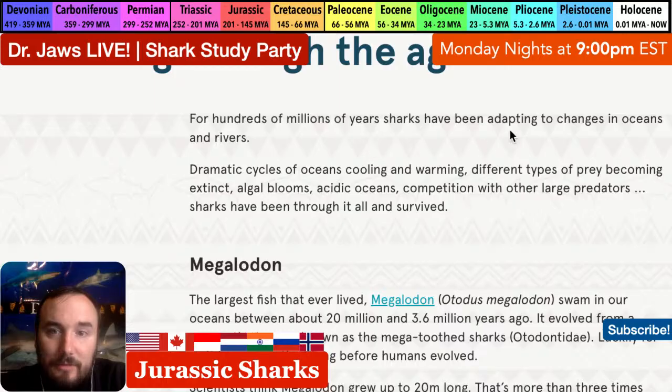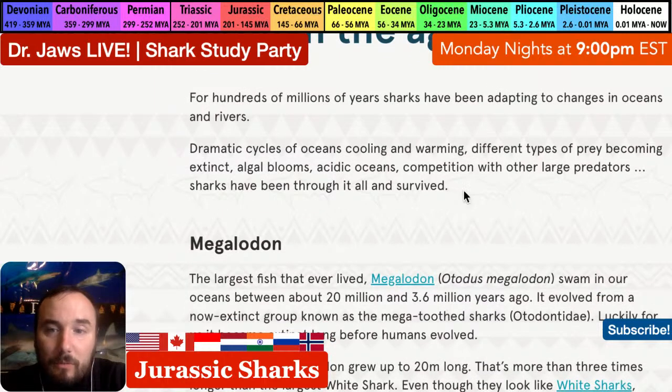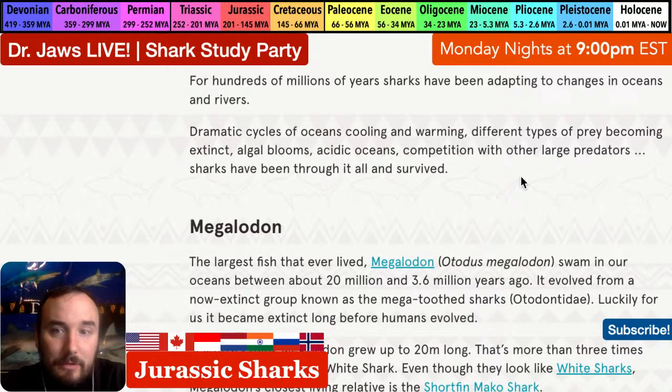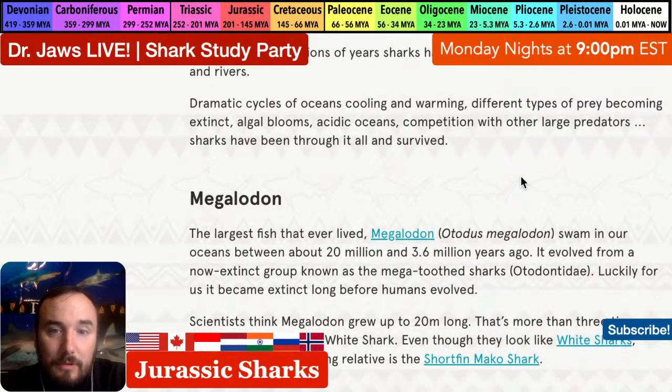For hundreds of millions of years, sharks have been adapting to changes in oceans and rivers: dramatic cycles of oceans cooling and warming, different types of prey becoming extinct, algal blooms, acidic oceans, competition with other large predators. Sharks have been through it all and survived.